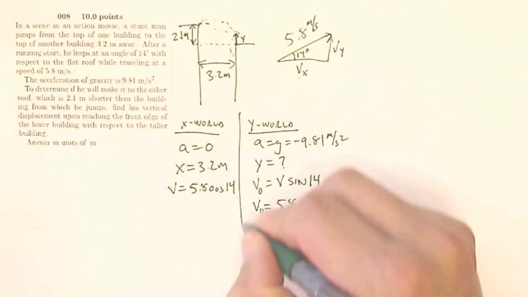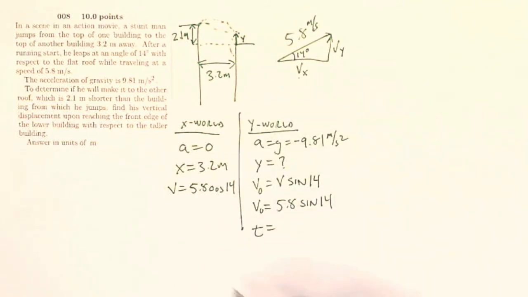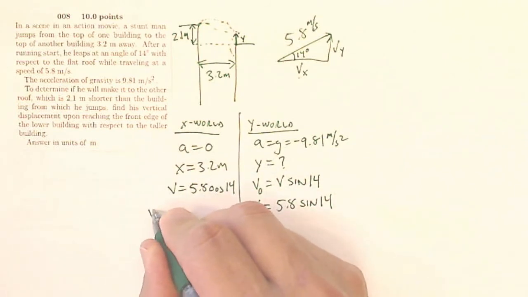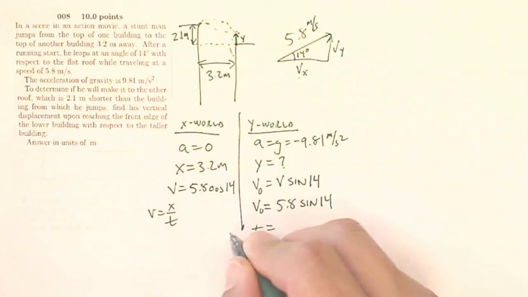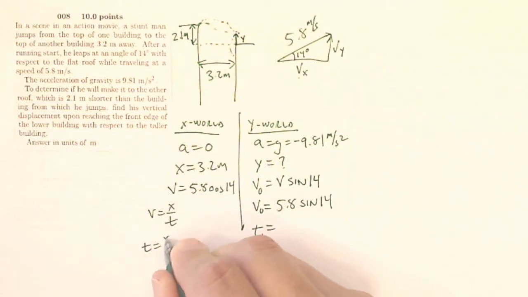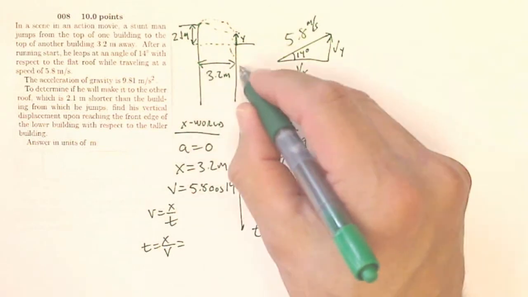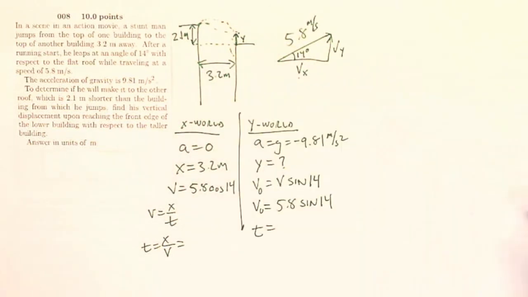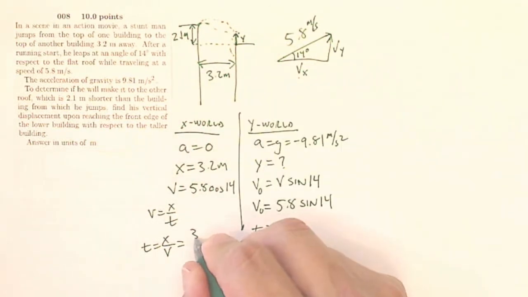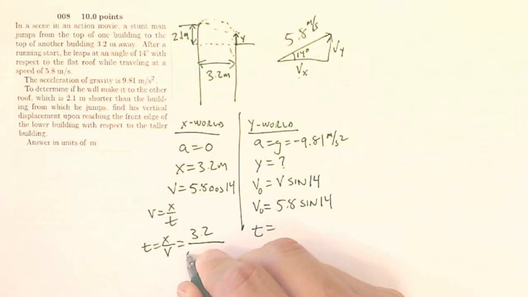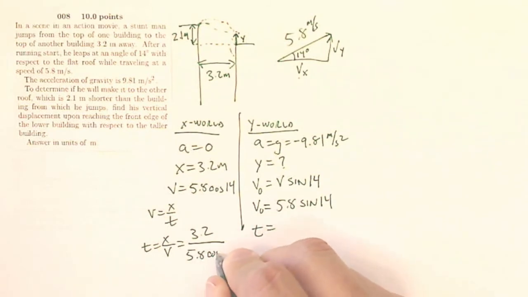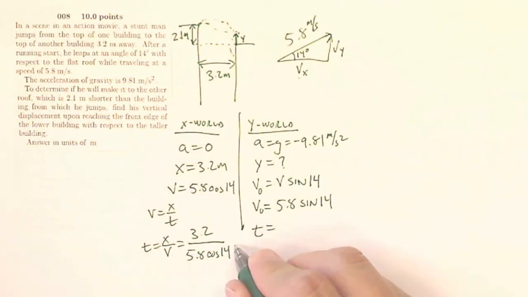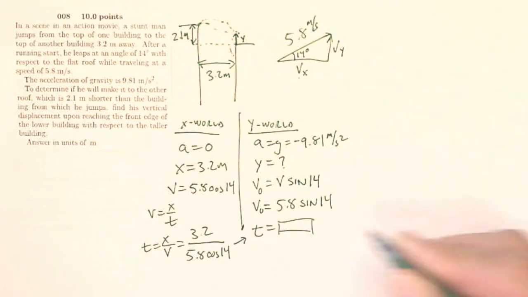And where I'm going to get time is it's going to come from the x world because I have a distance and a velocity. Since velocity is distance over time, time is going to be my displacement over my velocity. I know my displacement is how far these buildings are. So when he's traveled 3.2 meters, where is he? That's going to be 3.2 meters divided by 5.8 cosine 14. That's going to give me my time. And that time will flow right over here and give me this time.